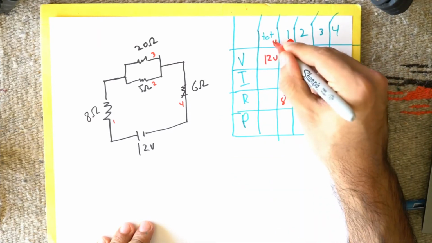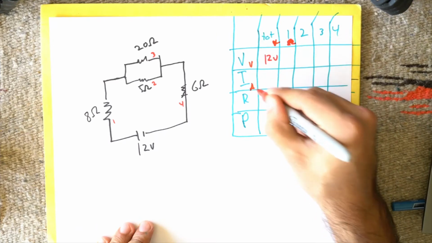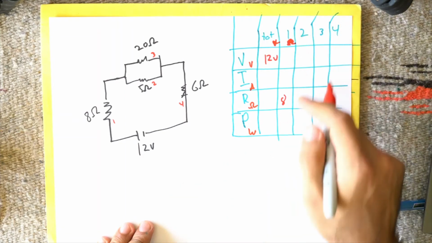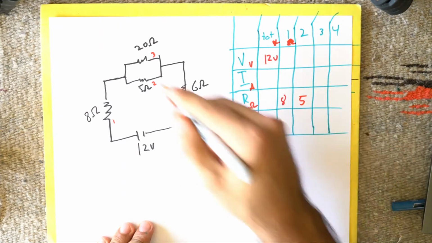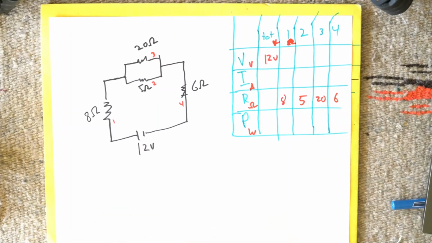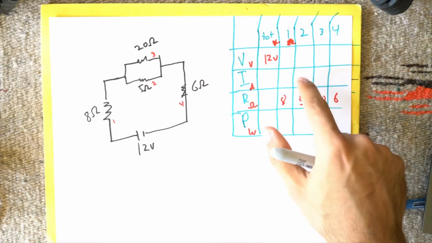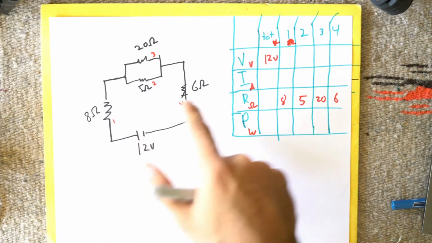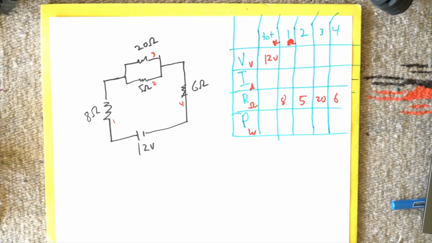Excuse me. Oh, sorry. This should be in volts, this should be in amps, this should be in ohms, and then this should be in watts. So let's see. R2 will be 5, and then 20, and then 6. So this is what we know for certain. And we should also remember a few things: the voltage between 2 and 3 should be equal. The current at 1 and 4 should be equal, as that will be the current coming out. Okay, so let's see what we can do.